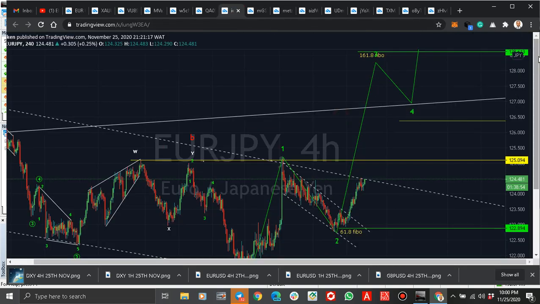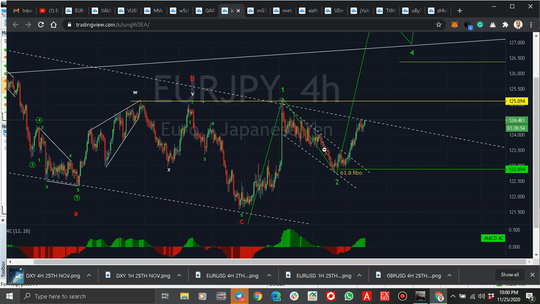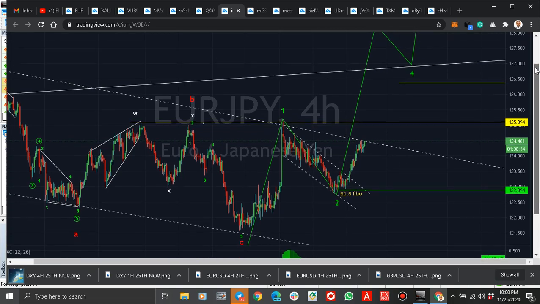EURJPY, yeah, I entered the trade here, and my stop loss was here, but I have moved my stop loss to break even. So I'm expecting a bigger move.